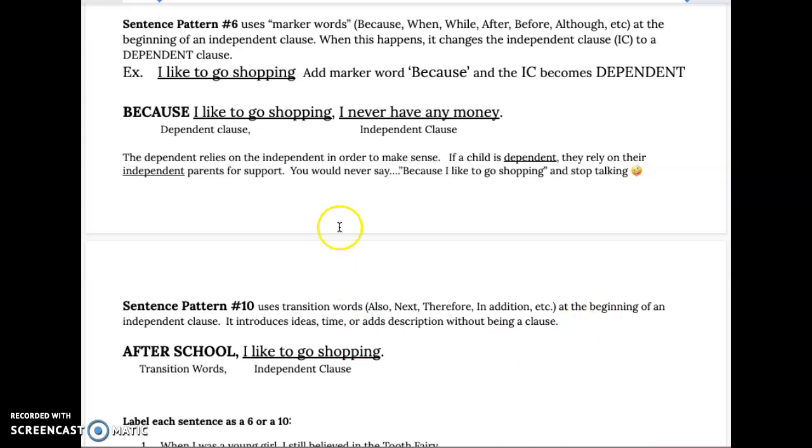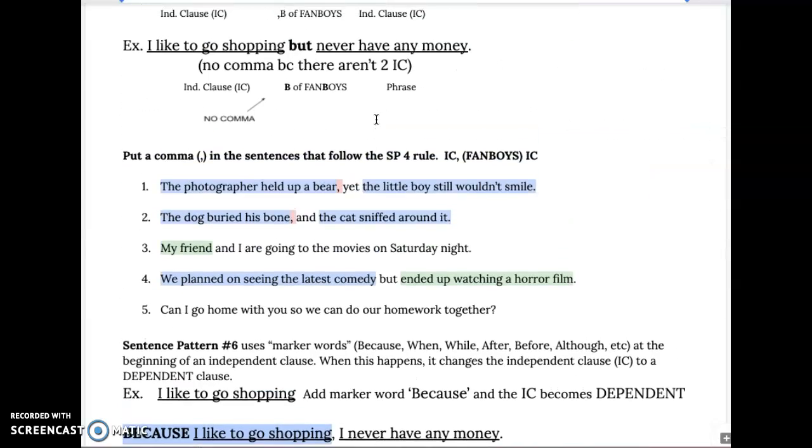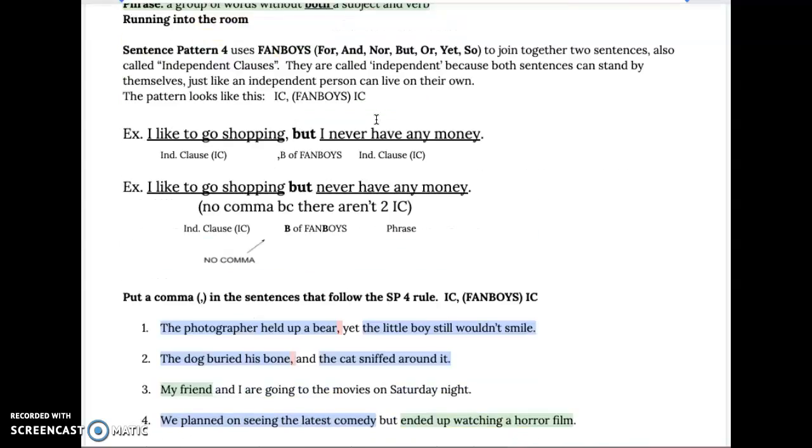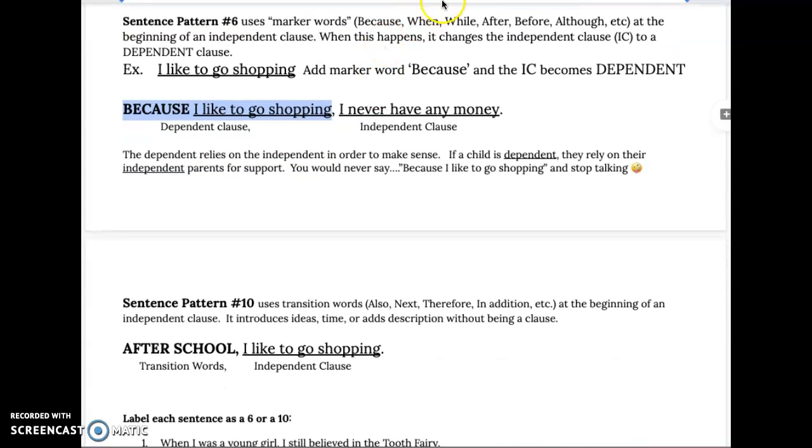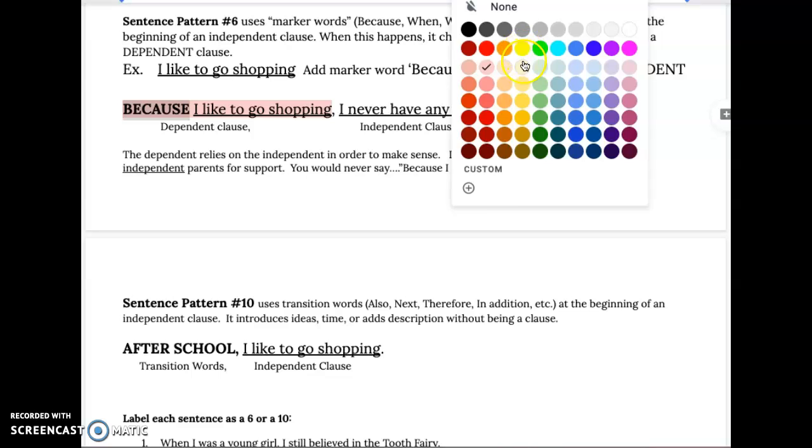Pattern 6 and pattern 10 both get frequently confused. They're very, very similar. Let's look at what they look like. So up here on 6, notice I'm using the term dependent clause. All right, and looks like, what color did I use for that up here? I used red. Okay, let's keep it similar. So dependent clause. The dependent clause is easy to figure out because it's always going to have what we call a marker word. So I'm actually going to make this marker word a different color for us. Let's make it yellow. What the heck?